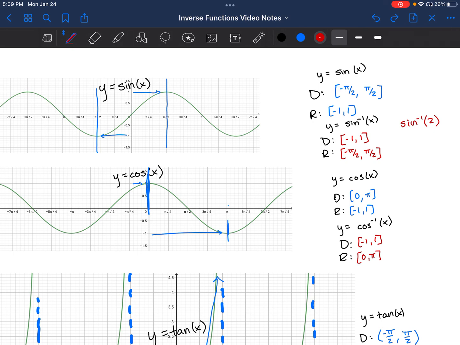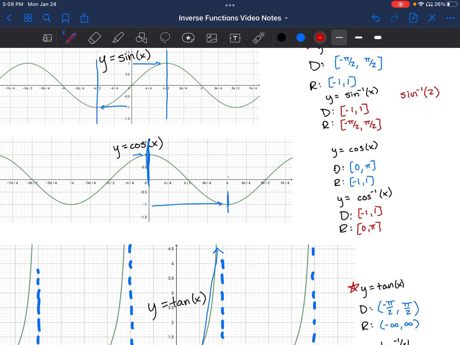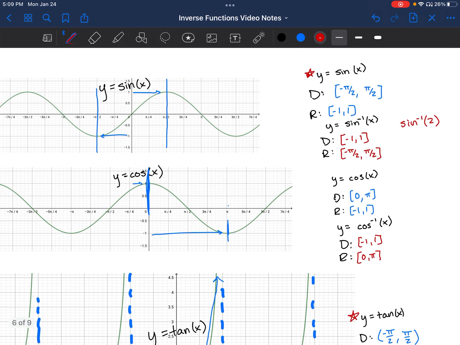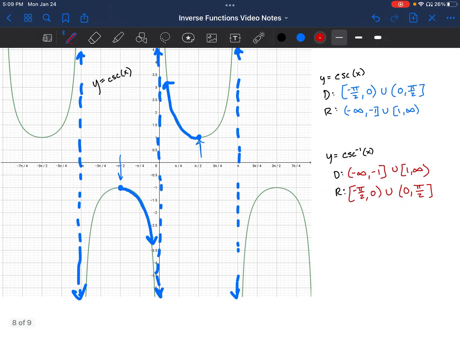The other thing that I think is really cool about this, and I did want to mention to you, is how sine and tangent and cosecant are all related to each other. They all have that negative pi over 2, pi over 2. Let me show you again. There's sine, negative pi over 2, pi over 2. There's tangent, negative pi over 2, pi over 2. And there's cosecant, which is negative pi over 2 on one end and pi over 2 on the other end.